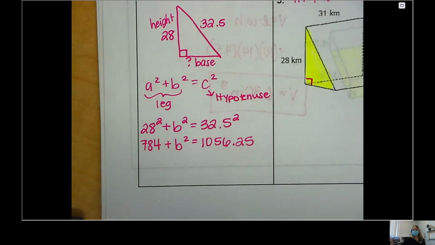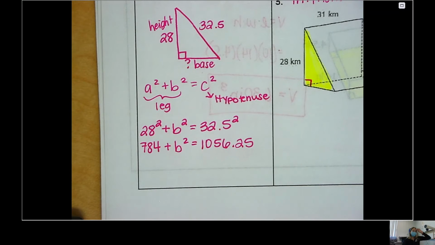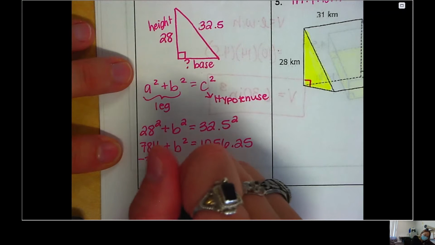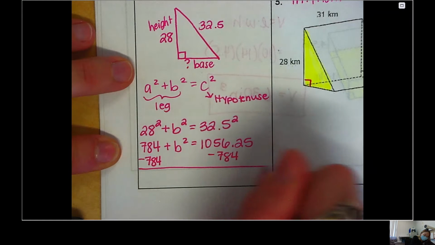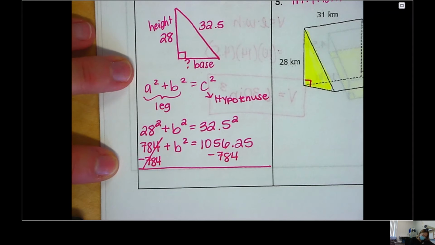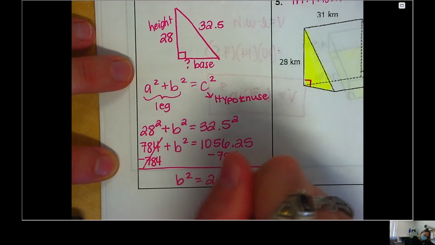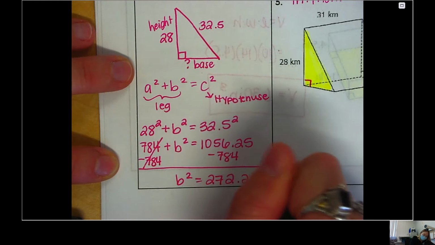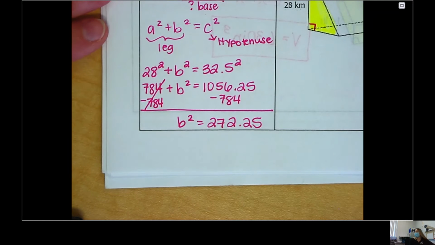Okay, now what should I do? This is an algebra problem. I want to get B by itself, so what should I move? Move the 784 over to the other side, so I'm going to subtract it from both sides. I get B squared equals 272.25. And then I have one more step to get the B by itself.